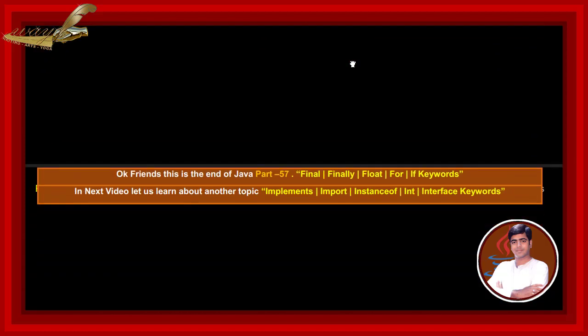Okay friends, this is the end of Java part 57, finally, float, for, if keywords. In the next video, let us learn about another topic: implements, import, instanceof, int, interface keywords.